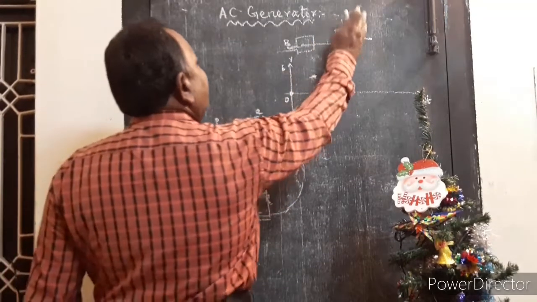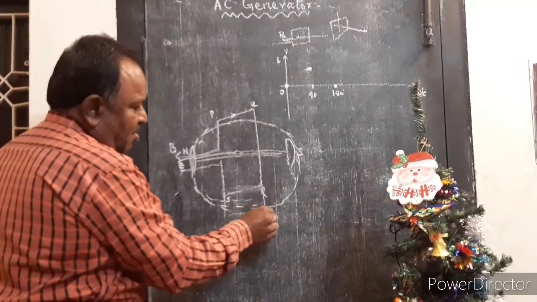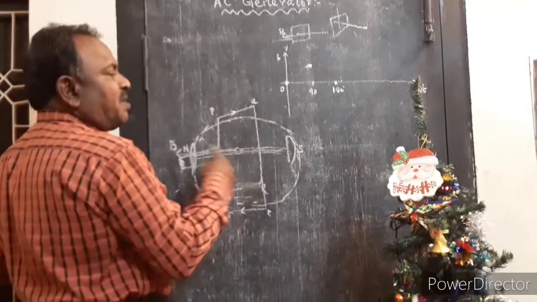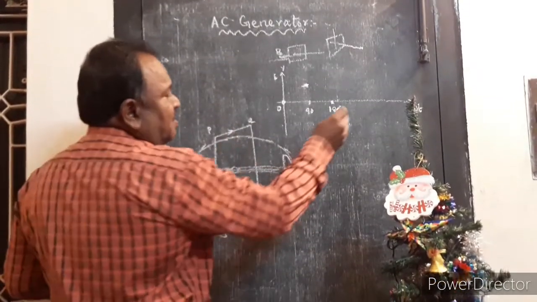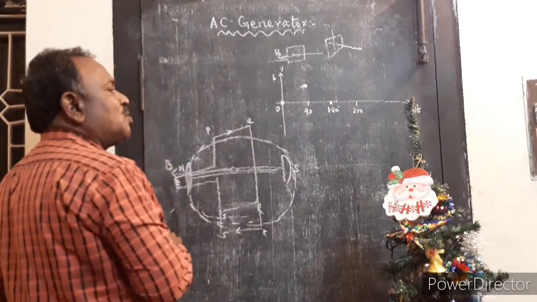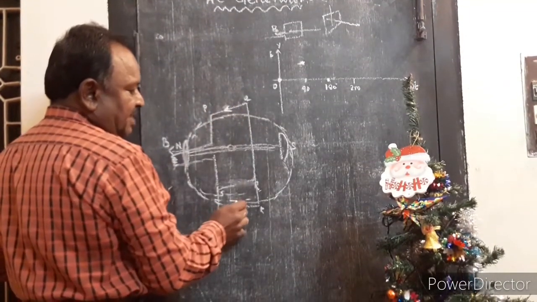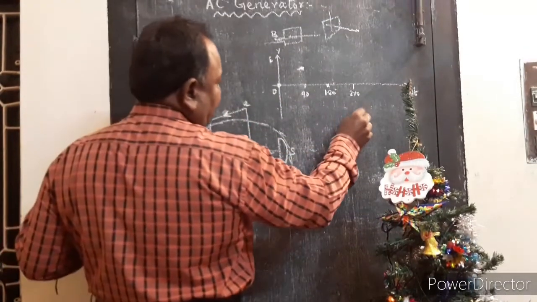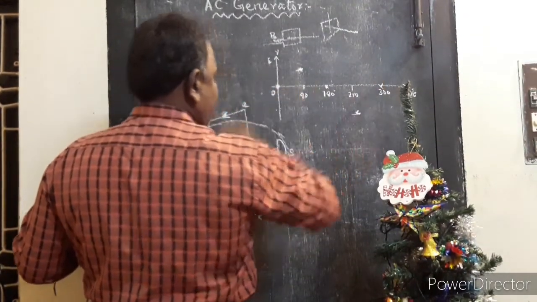So when it is 90 degree, the current will flow from P to Q and from R to S. This is the direction of the flow of current. When it is again rotated through 90 degree, the EMF becomes 0. Again when it is rotated through 90 degree, totally it is rotated through 270 degree. At that time, the induced EMF changes its direction. So now it moves from S to R and Q to P. Again, when it is rotated through 90 degree, the EMF becomes 0.